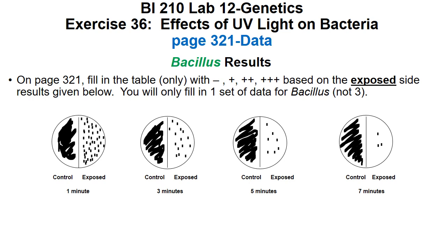So do you think the results for Staphylococcus epidermidis are going to be the same? Think about the properties of Bacillus.